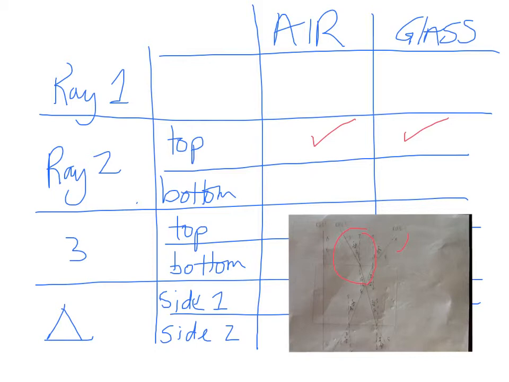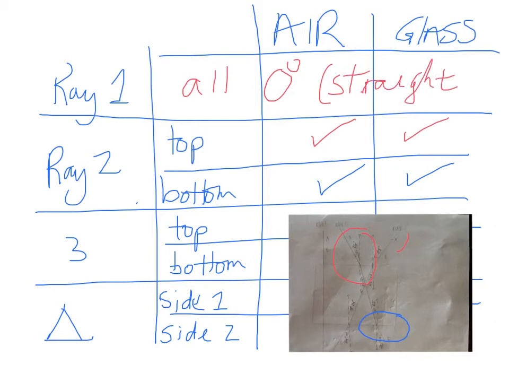And then the next thing you're going to do is look at what happens for that same ray of light down at the bottom and put in the angle in air and the angle in glass, again, from the normal line. Now, ray 1, of course, is straight lines, so these are all 0 degrees because it's a straight line. So you can put that in.